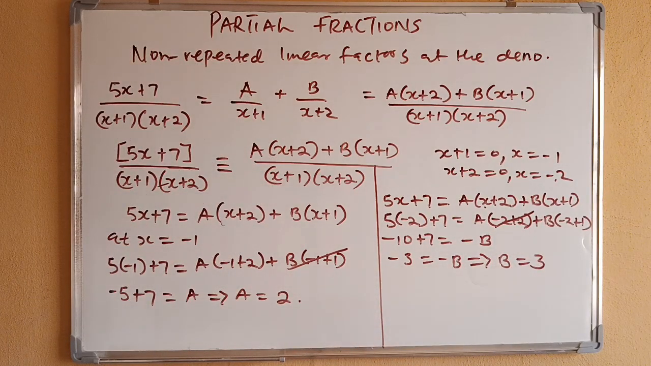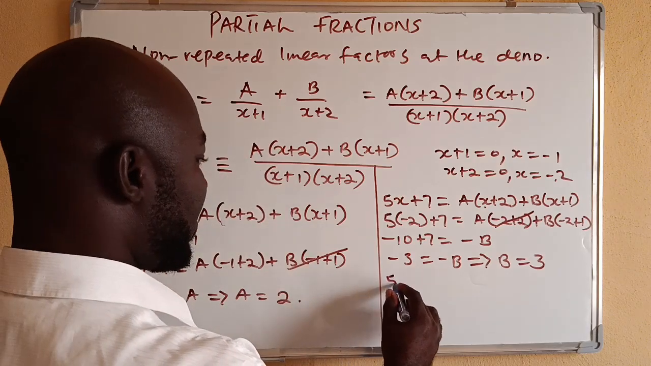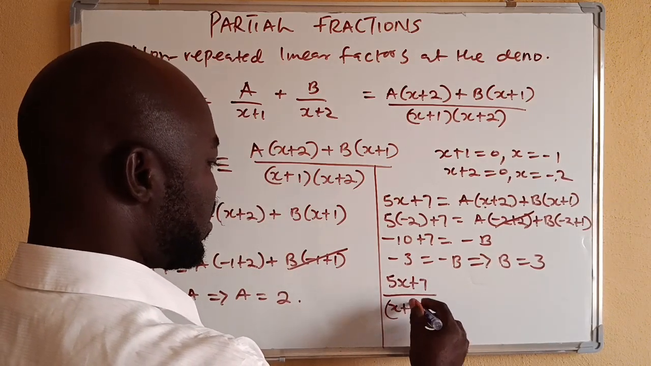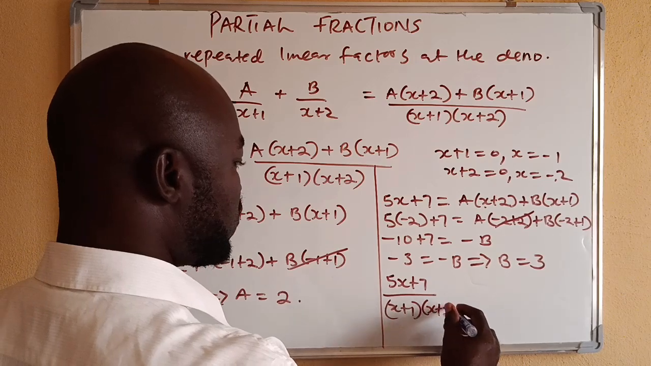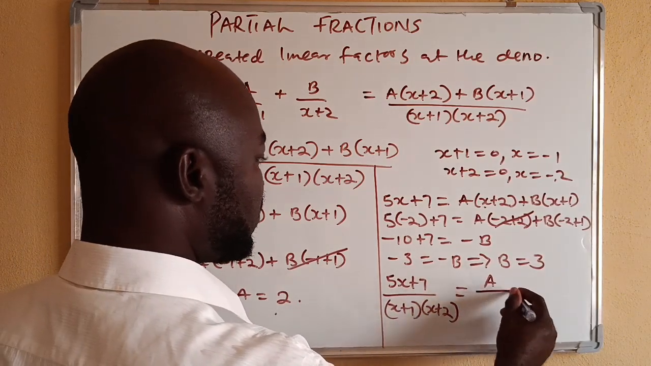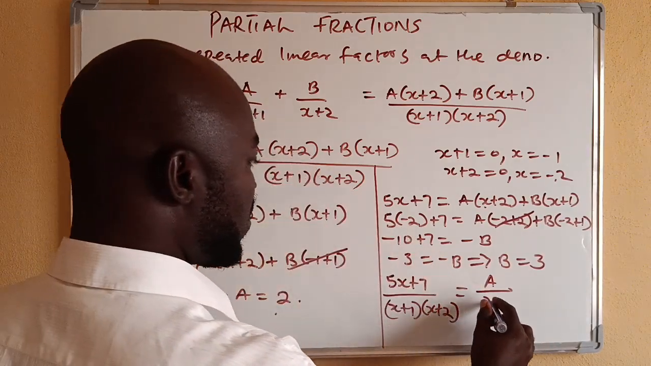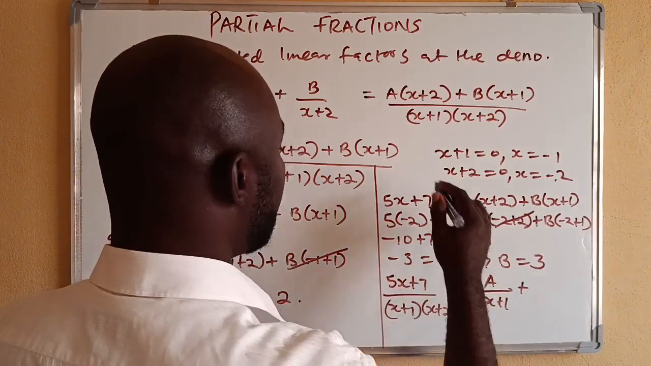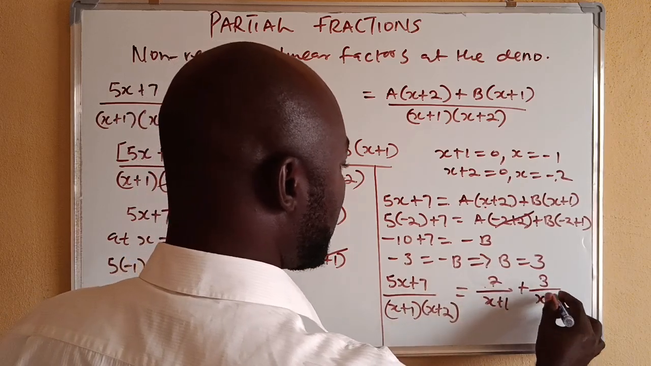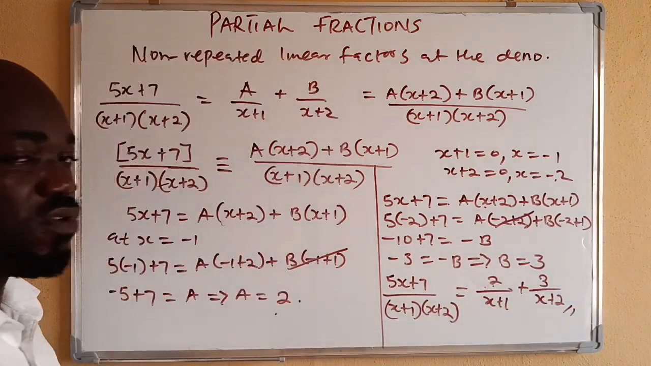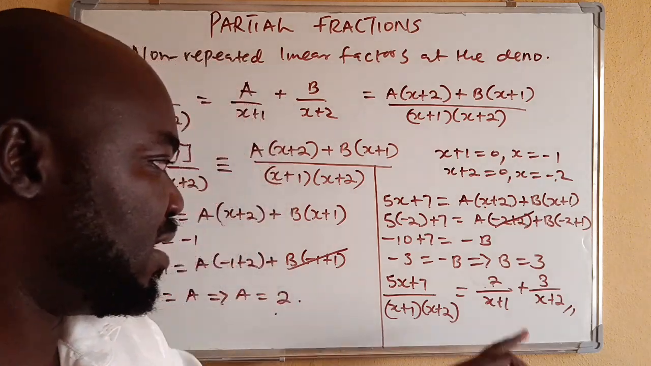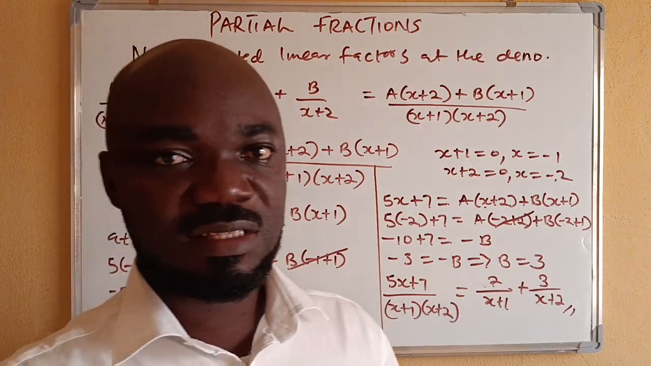So if you look at this now, you can see that 5x plus 7 divided by x plus 1 and then x plus 2, my a is 2 over x plus 1 plus my b is 3 over x plus 2. If you check our previous video, you see that even if you use the cover-up method, you'll still get the same answer as when you use the identity method.